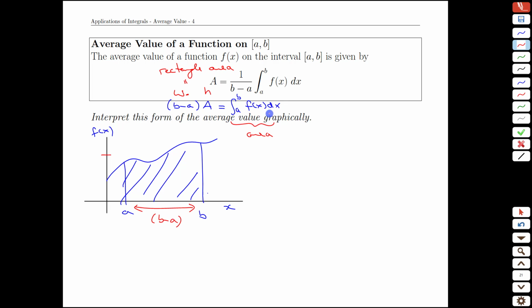So what is this statement saying? If I integrate my function, I get an area. The average value is the height that would make up a rectangle with exactly the same area. So a such that we have a rectangle with the same area as the integral of f of x dx on that a to b span.